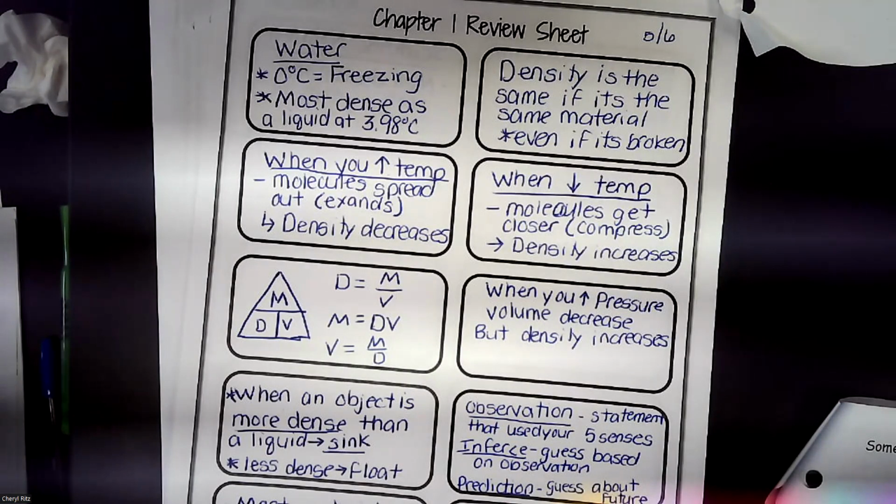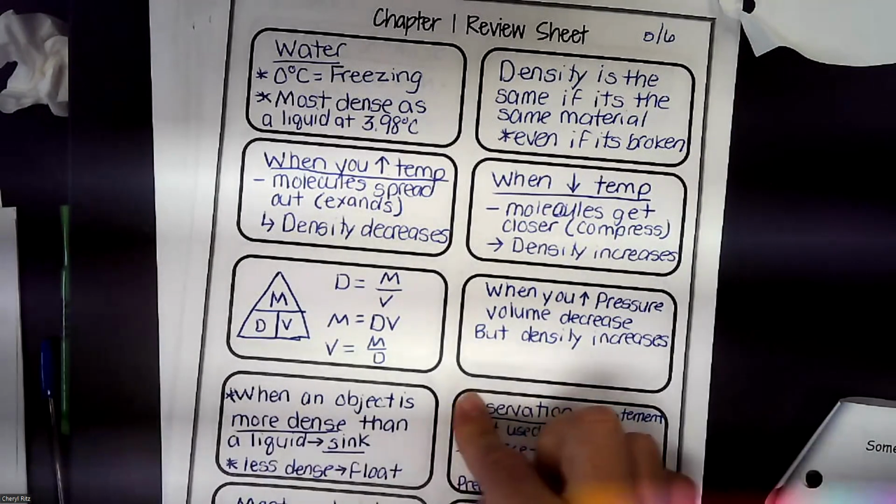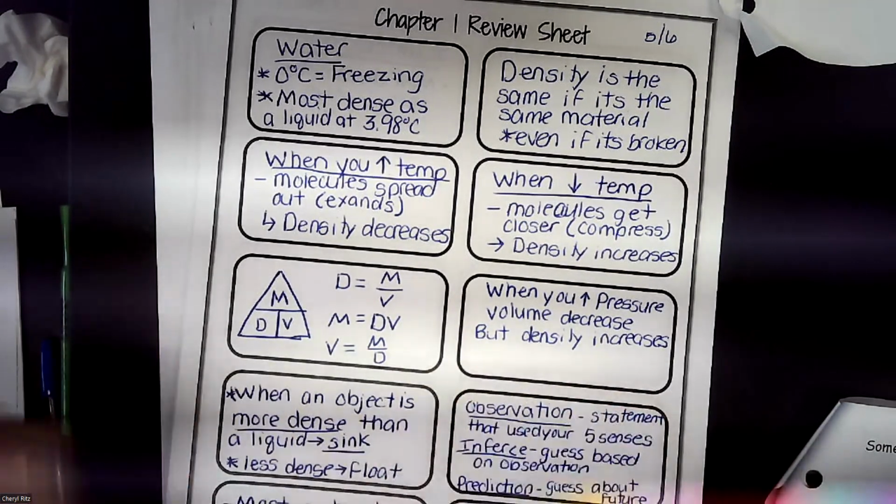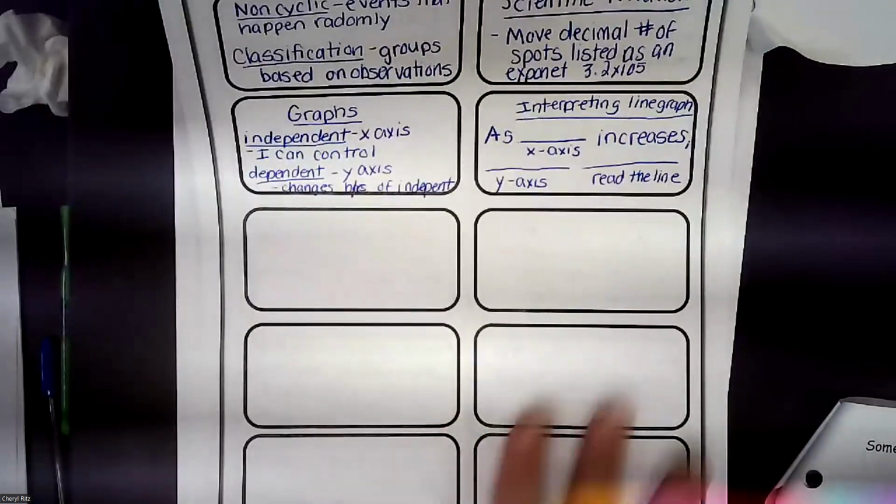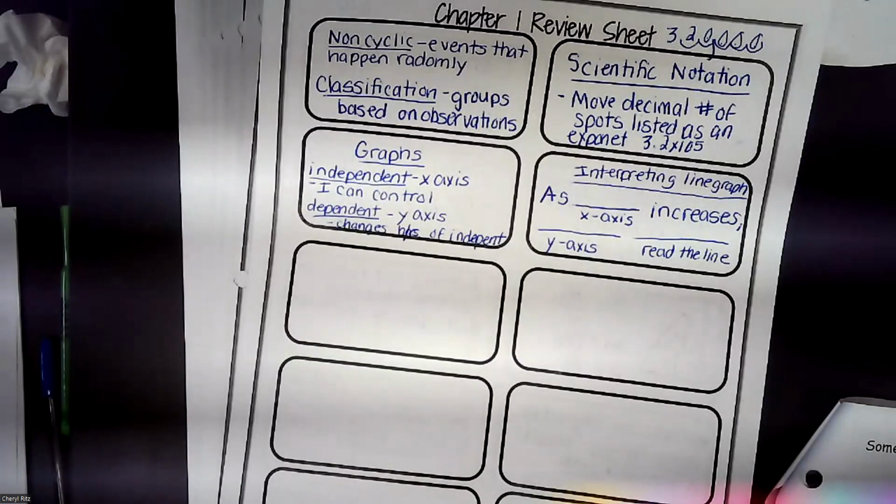So what we're going to do is play Kahoot. I think you should keep your review sheet out. Some of them involve math. There's some extra space here. You can do math in these empty spots if you want.